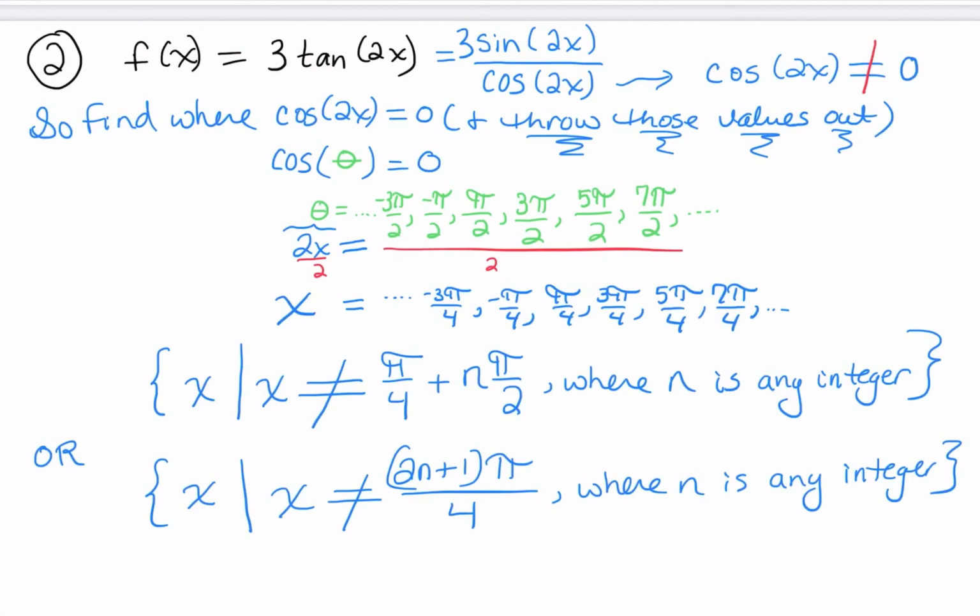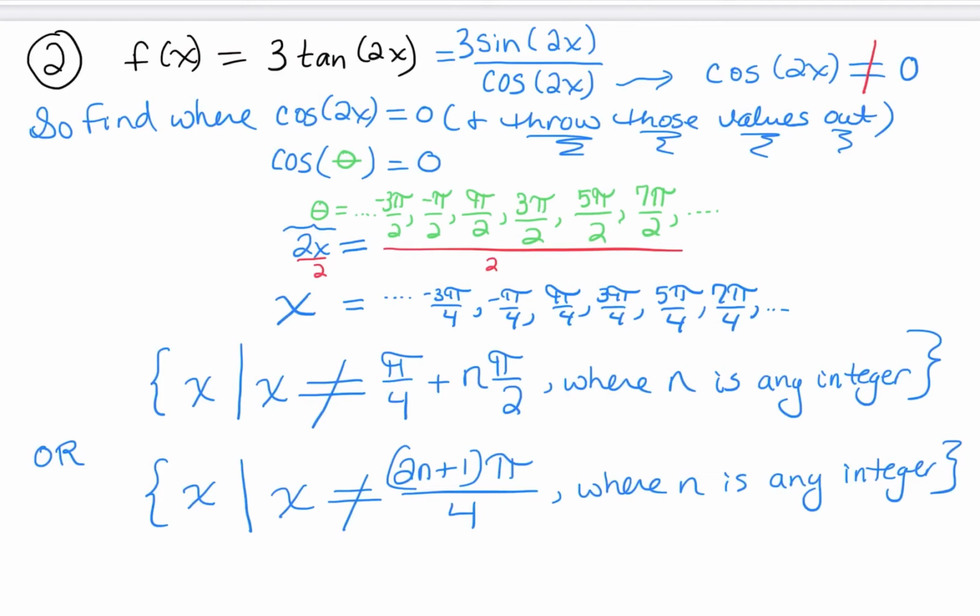So there's a lot to unpack in that example. First and foremost, we had to throw out values that made a denominator 0. Second, we had to think about where cosine of 2x is equal to 0. Well, that happens where cosine of theta goes to 0. And then we replace theta with 2x and divide everything through by 2. If you were able to follow along with those first few lines of work, you're doing good. You get down to the final answer.